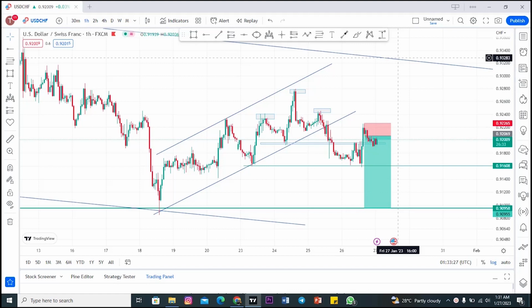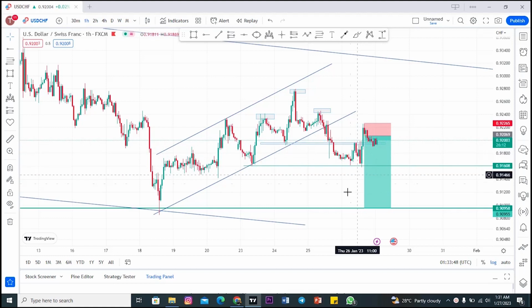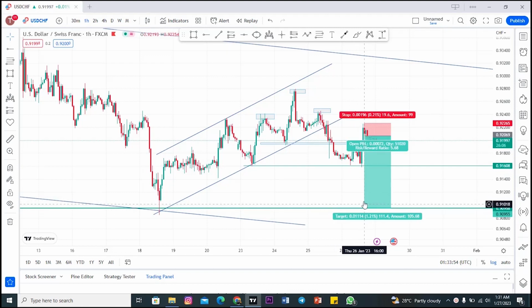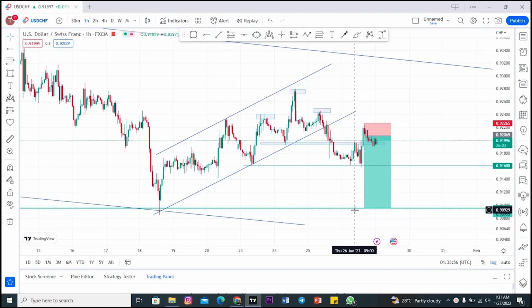Little update for you guys. So on my trade USDCHF, as planned, as I explained earlier, price came back into where I wanted to sell. Then I entered my sell right at this point. I wanted price to push all the way to the downside, taking my first profit right at this point, and then my overall target was at this point.